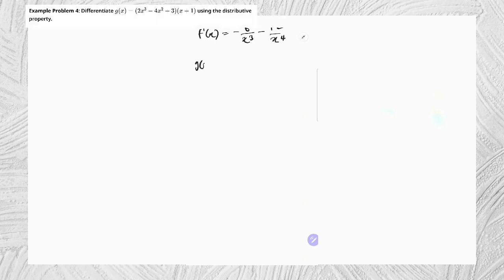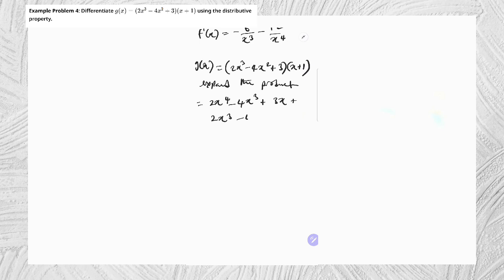In this question, we are told to differentiate g of x is equal to 2x cubed minus 4x squared plus 3 in bracket multiplied by x plus 1 using the distributive property. So first, we expand the products. When you multiply 2x cubed minus 4x squared plus 3 times x plus 1, you get 2x raised to the power 4 minus 4x cubed plus 3x plus 2x cubed minus 4x squared plus 3.